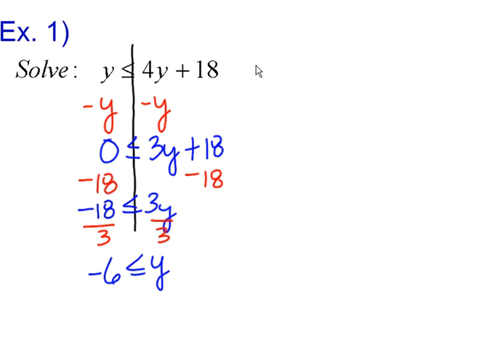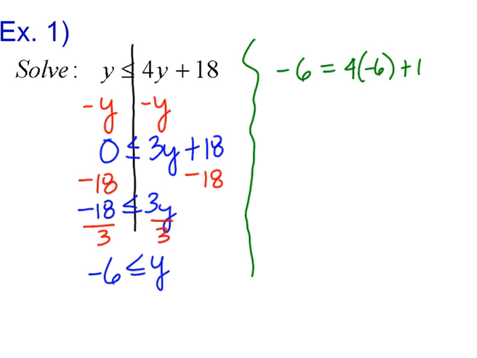So we're going to check our solution by putting it in place of the y, and we're going to use an equal sign when we're checking. So 4 times negative 6 plus 18. And we're going to work this out. So negative 6 equals 4 times negative 6 is negative 24. Negative 24 plus 18 is 6 apart, and there are more negatives, so it's negative 6. So we're good to go. So this is our answer.